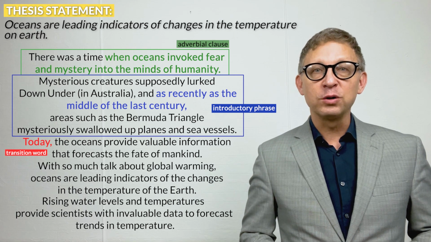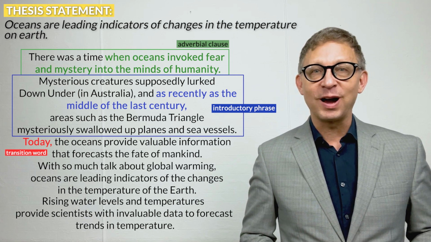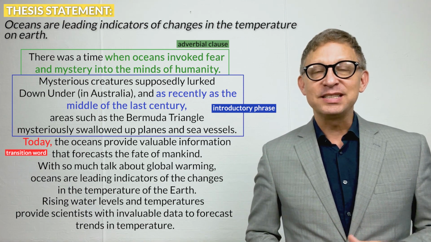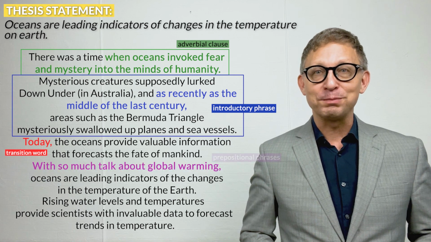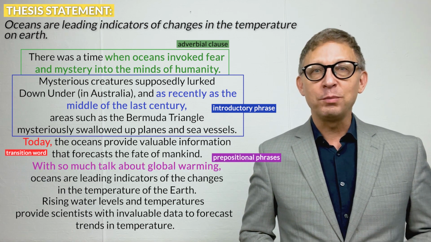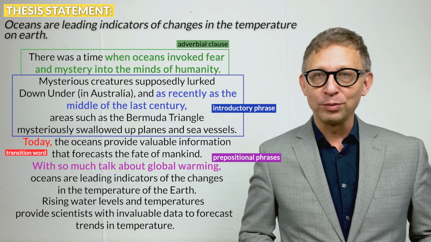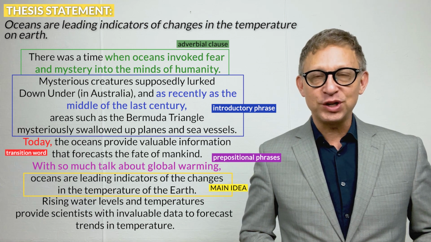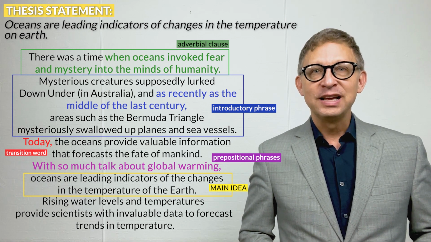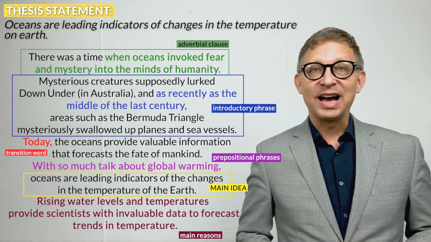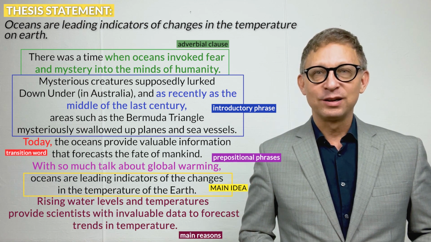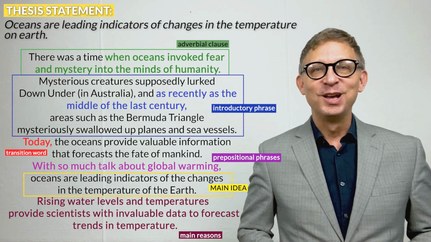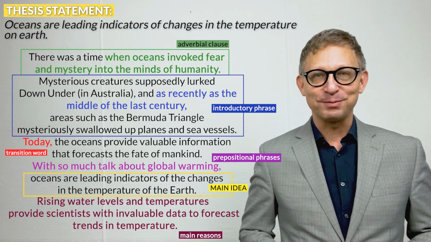The sentence that follows starts with a justification for writing on the topic. Remember, we need to establish importance. This takes the form of two introductory prepositional phrases, with so much talk about global warming. Then I state my main idea. Oceans are leading indicators of changes in temperature on Earth. This is followed by the two main reasons I discuss in the body of my essay. Rising water levels and temperatures provide scientists with invaluable data to forecast trends in the temperature.